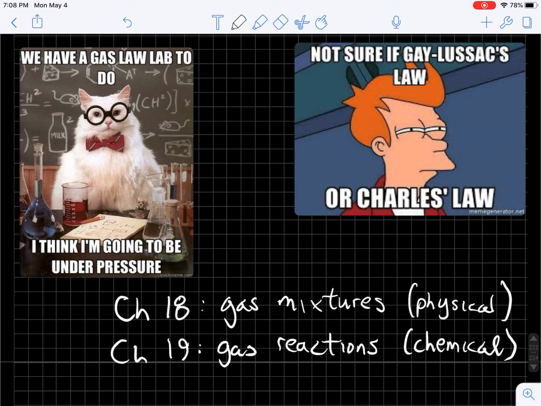The difference between the two chapters, the relationships really aren't all that different. The only difference is that the calculations you're doing in chapter 18 only refer to physical mixtures. So when you have gases together, the particles are hitting each other, bouncing off, but there's no chemical reaction, no bonds are breaking. And in chapter 19, take a look at how chemical reactions affect the gas phase and the calculations that you have to do.